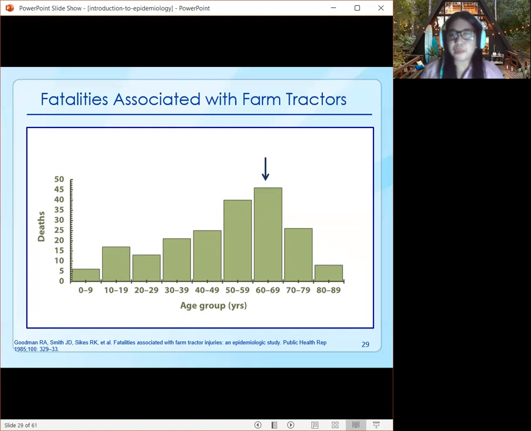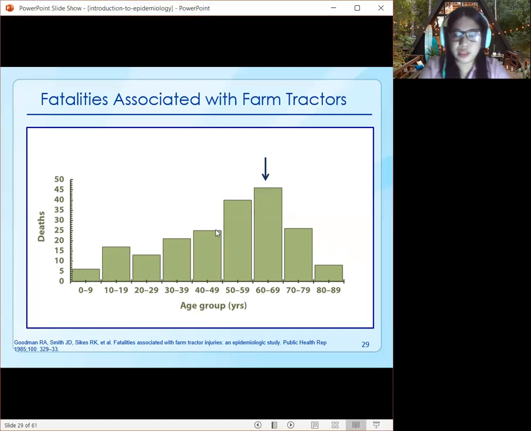So these examples illustrate how descriptive epidemiology can be used to characterize specific problems in terms of the when, the where, and the who. And it can help generate a hypothesis for further study to answer how and why the problem occurs. Okay.